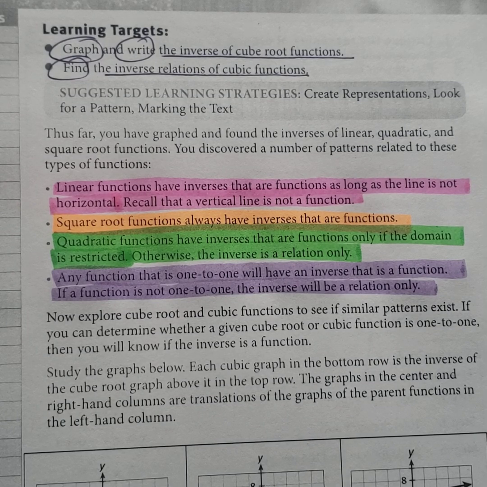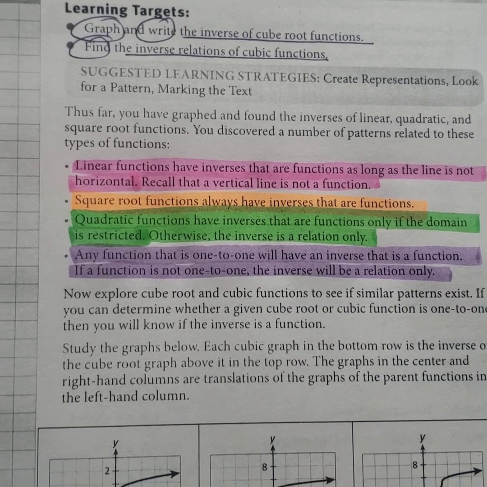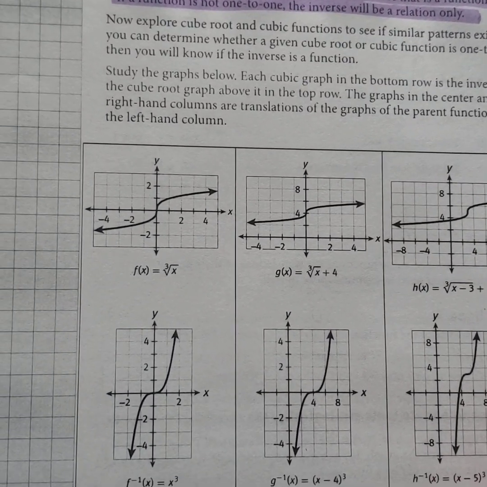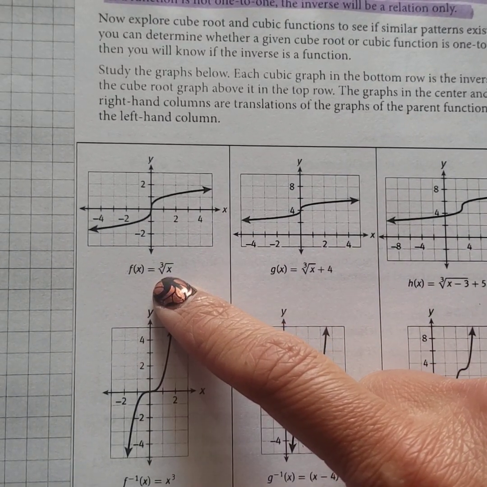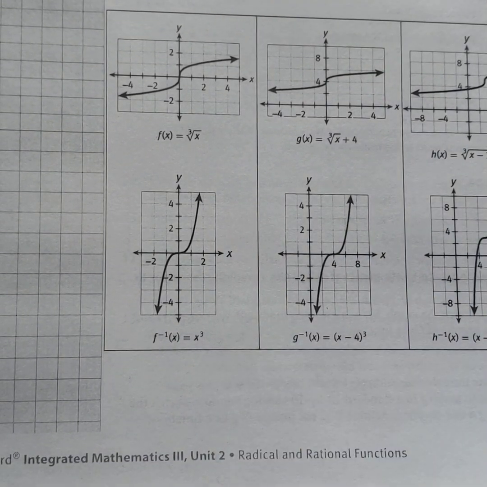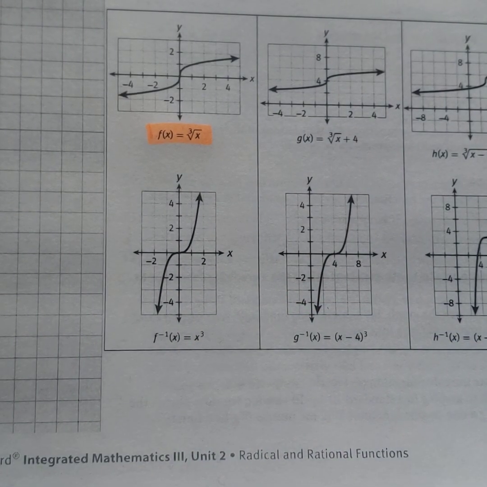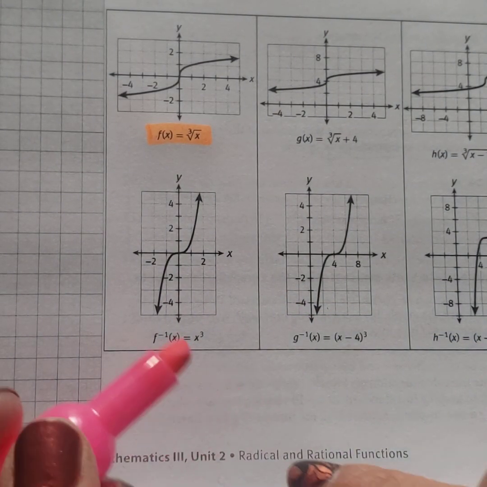It says to study the graphs below. Each cubic graph in the bottom row is the inverse of the cube root graph above it on the top row. The graphs in the center and right-hand columns are translations of the graphs of the parent functions in the left-hand column. Okay, so if we're taking a look at all of these, we have the cube root of x and its inverse, x cubed. These are inverses of each other, so I want to highlight that. Cube root of x is the inverse of x cubed.